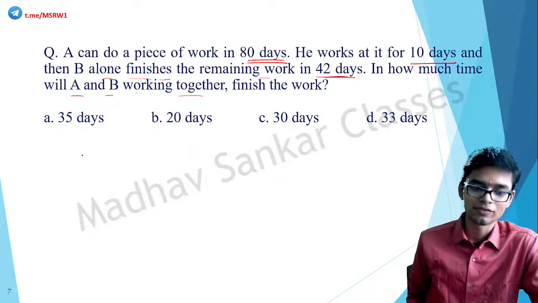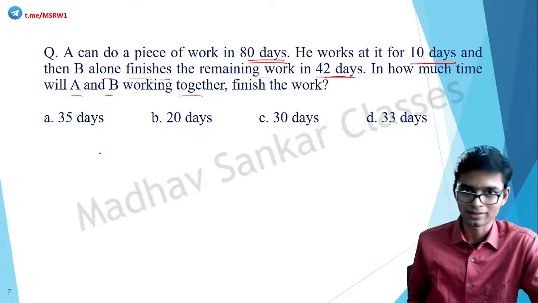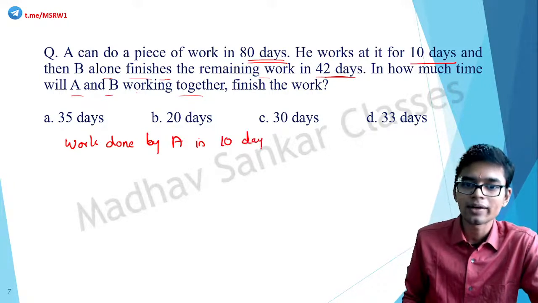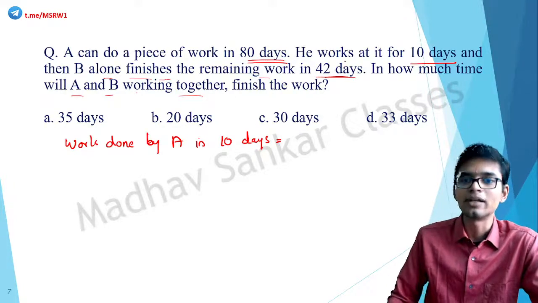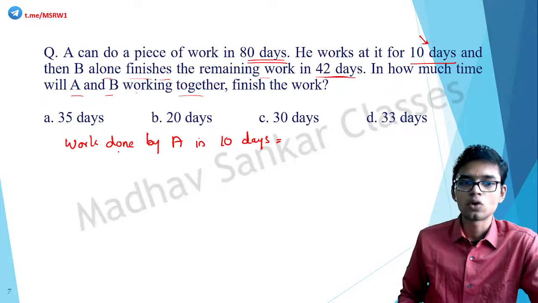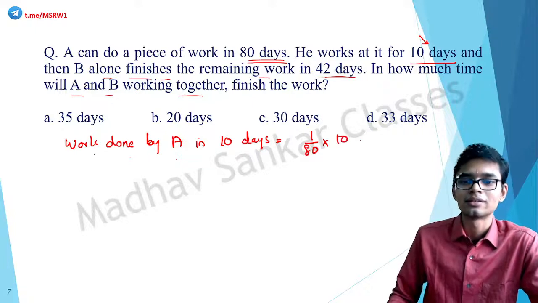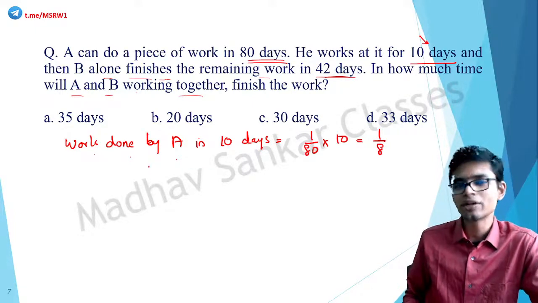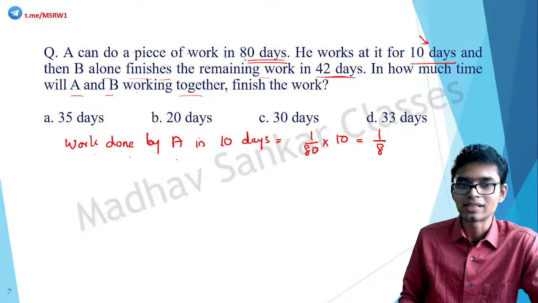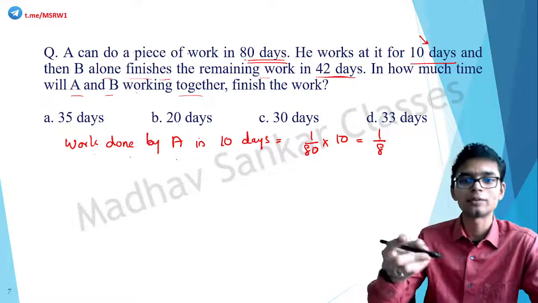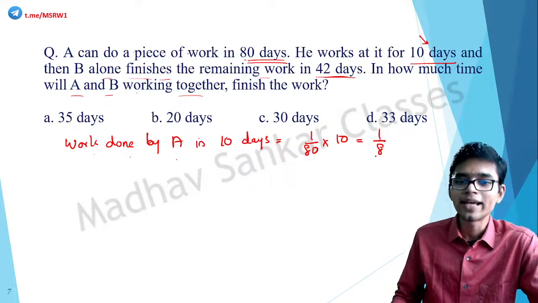As usual, we will start with the work done by A, work done by B, and such things. So, work done by A in 10 days. That is how long A worked, correct? A can do a piece of work in 80 days, but he worked only for 10 days and then left. So the work done by A in 10 days is 1 by 80 into 10, which is equal to 1 by 8. Did you understand? Since A can do a piece of work in 80 days, A's 1 day work is 1 by 80. So A's 10 day work will be 1 by 80 into 10, that is 1 by 8. Got it? So 1 by 8 of the work has been completed.